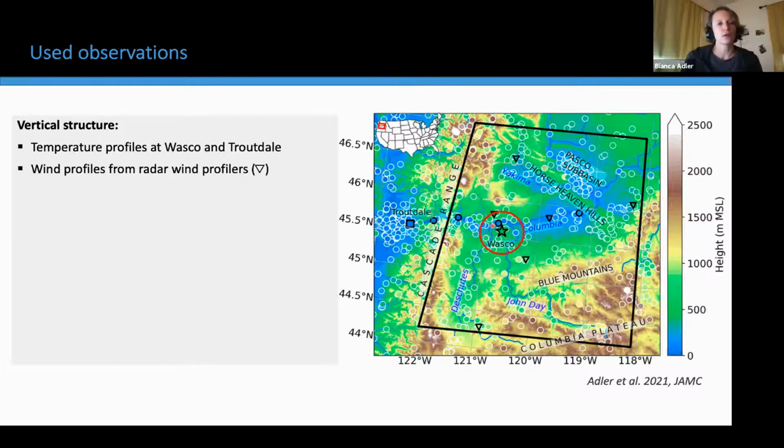And then for the horizontal wind profiles, we use data from radar wind profilers. There were several distributed in the area, and their locations are indicated here by the triangles.